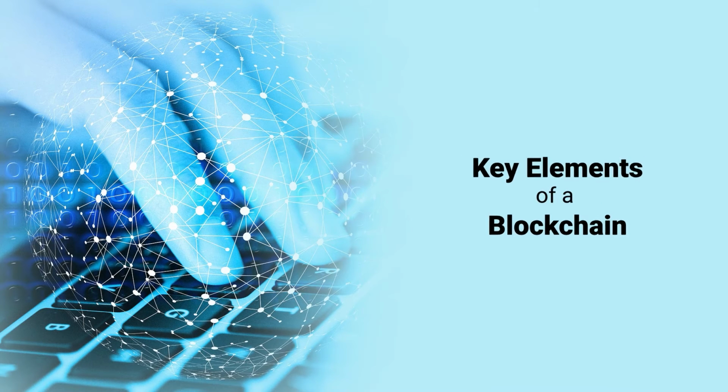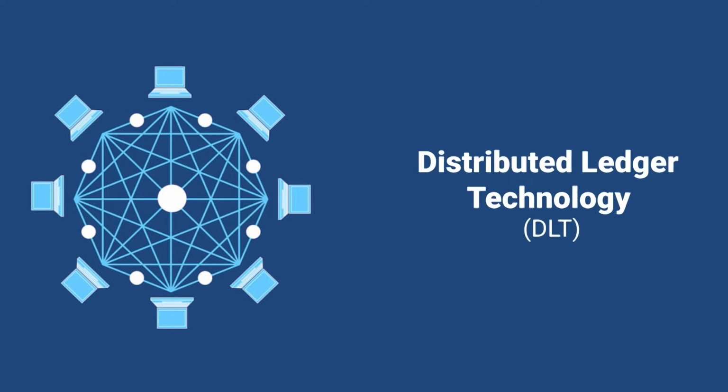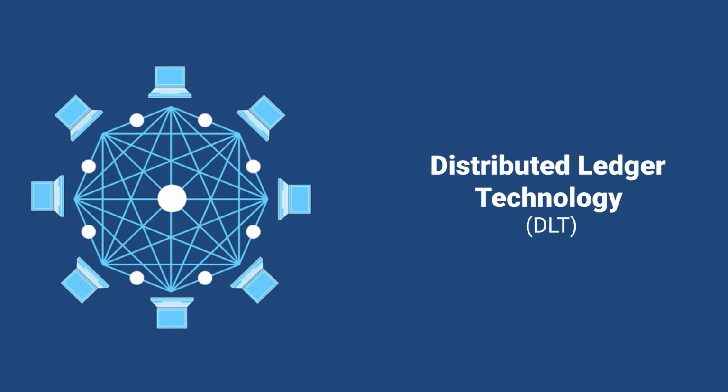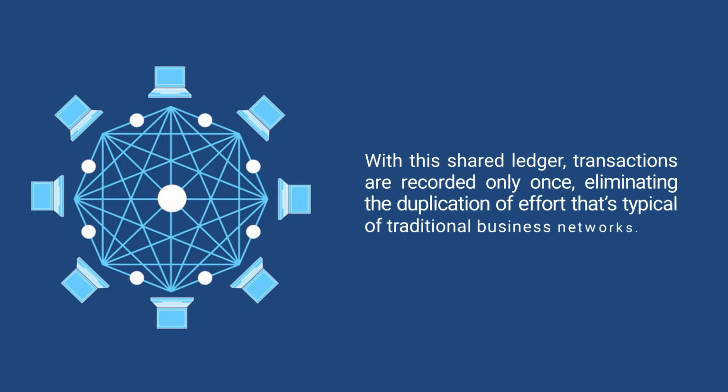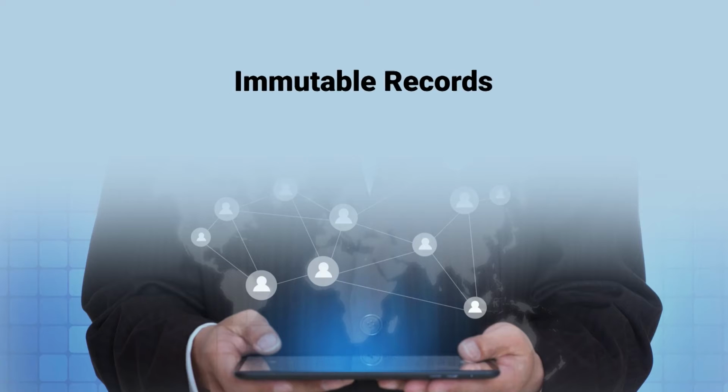Let us study some key elements of blockchain technology. The first one is distributed ledger technology. All network participants have access to the distributed ledger and its immutable record of transactions. With this shared ledger, transactions are recorded only once, eliminating the duplication of effort that is typical of traditional business networks. Here you heard a word called immutable records.